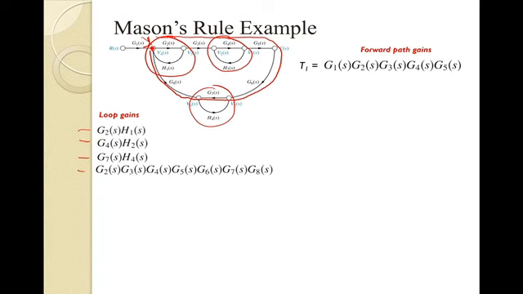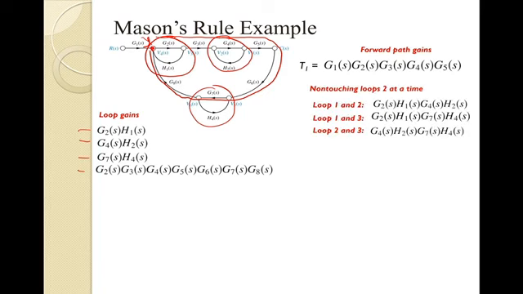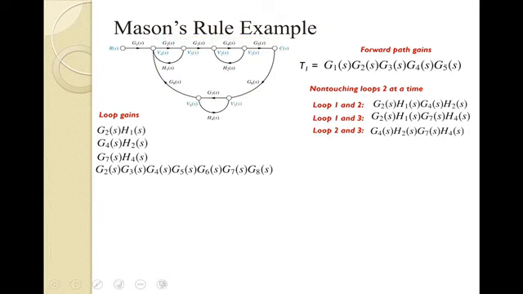Again, starting at a node, return to that node, and then I can only touch the other nodes one time. Okay? Now I'm going to get to what we call non-touching loops 2 at a time. So let's clear some ink again. So first I want to identify what are 2 non-touching loops. First I'll call it loop 1 and loop 2. So here's loop 1, G2 and H1. Here is loop 2, which is G4, H2. So that's what you'll see here in this calculation, is I'm taking 2 loops that are not touching, and multiplying them together. So that is one combination.